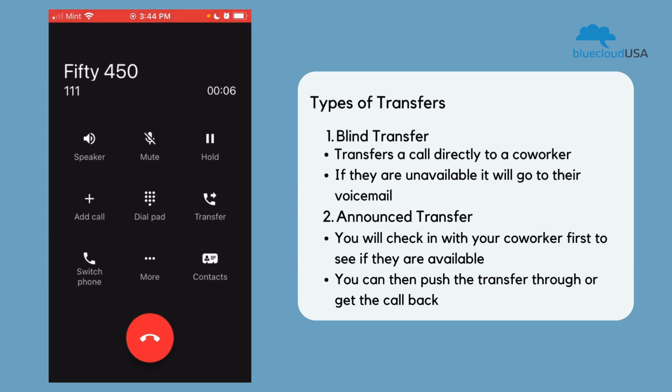All right, from here, I'm going to go over the two kinds of transfers that you can do on our system. The two kinds of transfers are the blind transfer and the announced transfer. With the blind transfer, you're able to transfer the caller directly to a coworker, regardless if your coworker is available or not. If they are available, they can take the call. If they're not available, then the call will go to their voicemail box.